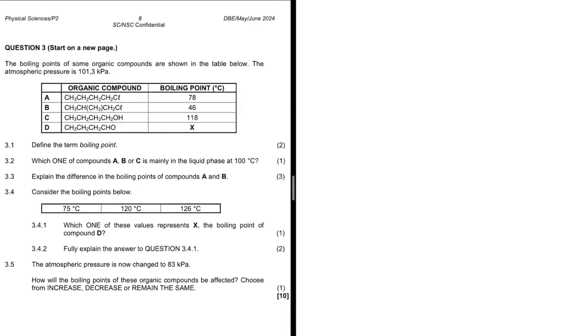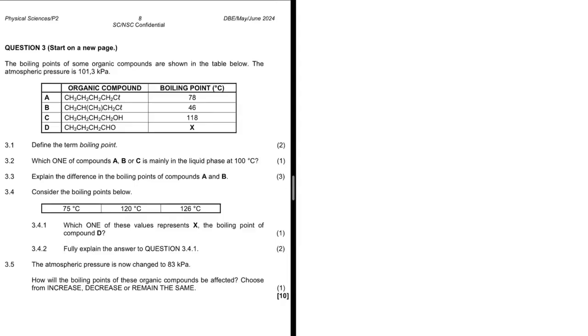My grade 10 learners can answer this question, but let's take a look and see what is happening. So we have organic compounds A, B, C, and D, but we are only concentrating on A, B, and C as our question instructs. So the question is, which compound of these three is mainly in the liquid phase at 100 degrees Celsius? Right, so it must not be a gas at 100 degrees Celsius. It must not have boiled at 100 degrees Celsius. So let's take a look.